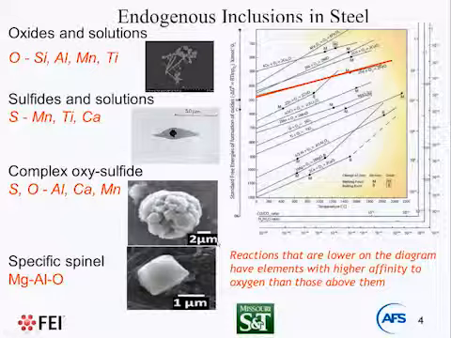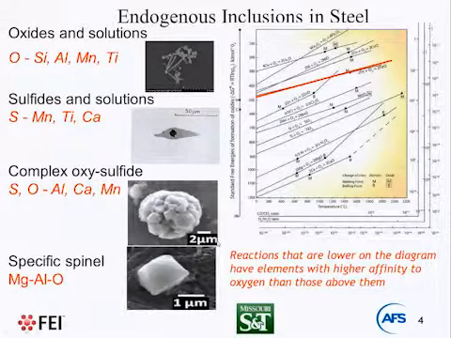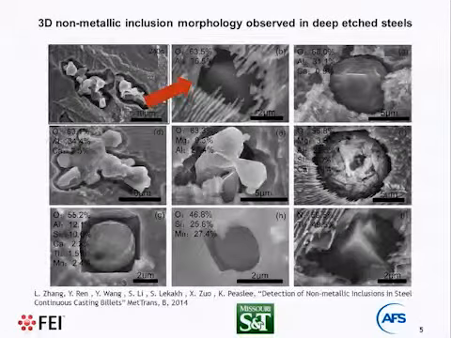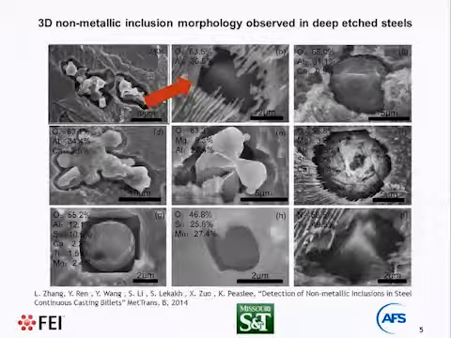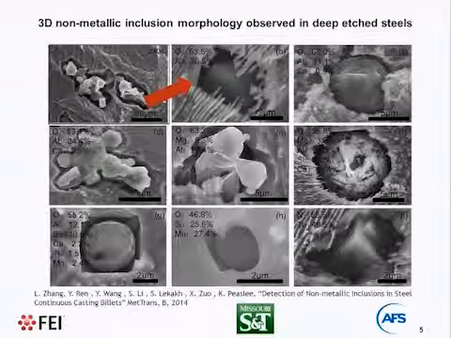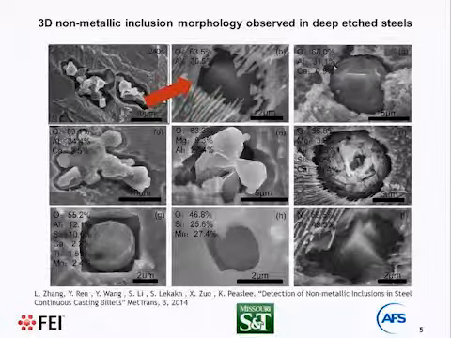Let me show you the three-dimensional shape of non-metallic inclusions revealed by deep etching of the metal matrix. These pictures are from our work with Professor Li Feng from Beijing University, recently published in an article about inclusions in continuously cast slab. Alumina has a tendency to form dendrites, which are easily aggregated into large inclusions. Some inclusions have their original shape.